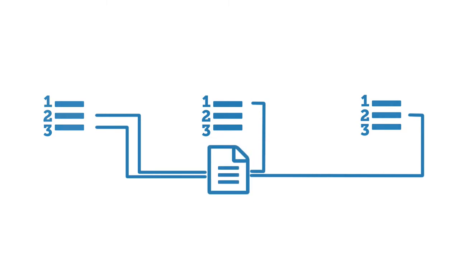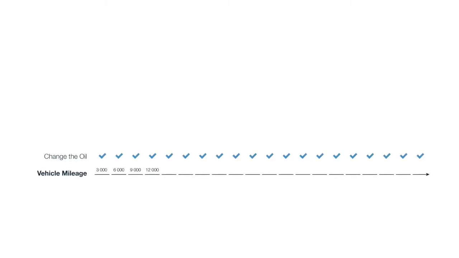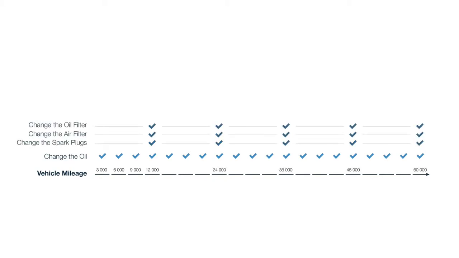Let's get familiar with this by creating a Nested PM for your car. The first preventive maintenance is to change the oil every 3,000 miles. The second is to change the oil filter, air filter, and spark plugs every 12,000 miles. And the third is to change the timing belt every 60,000 miles.